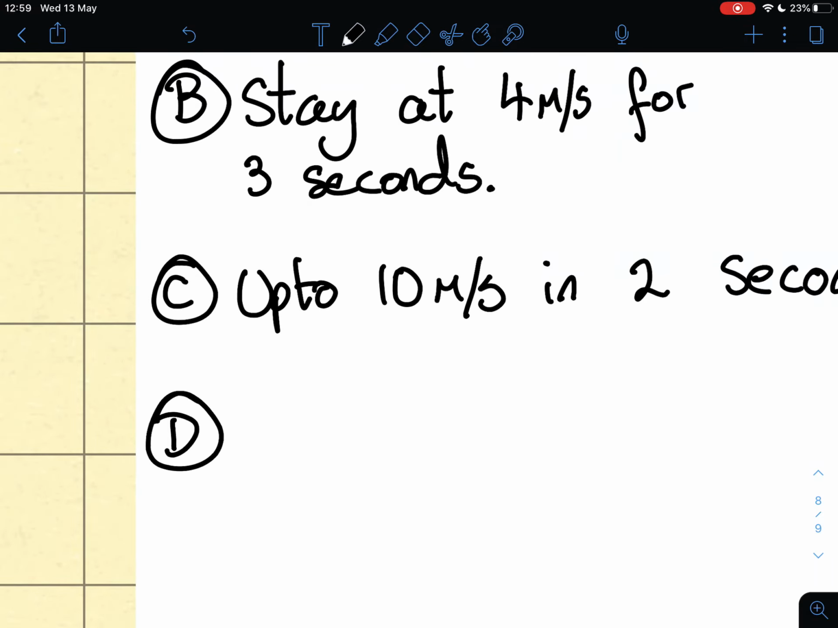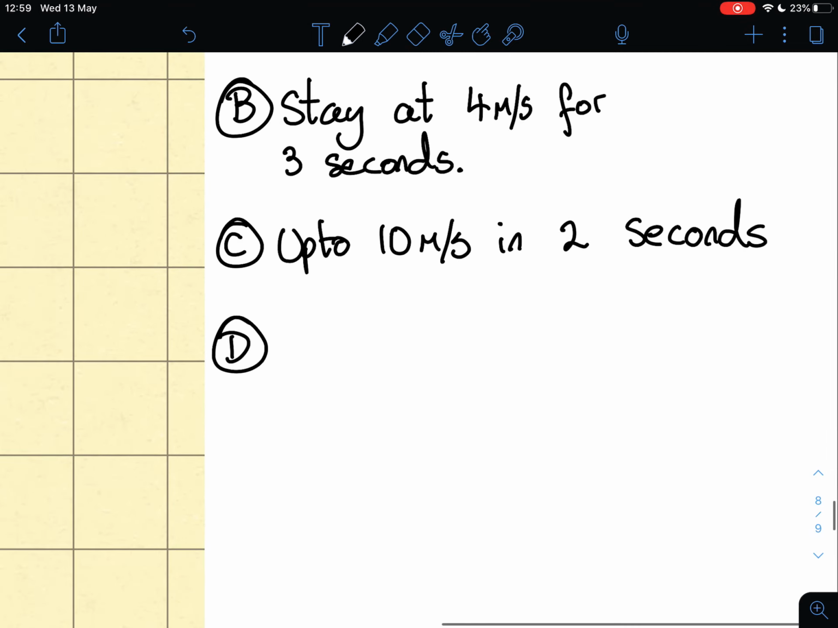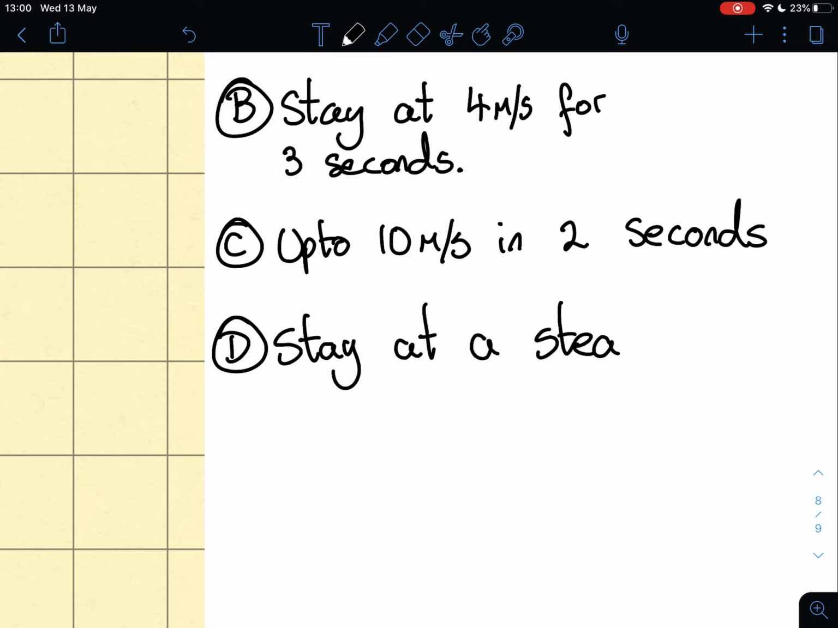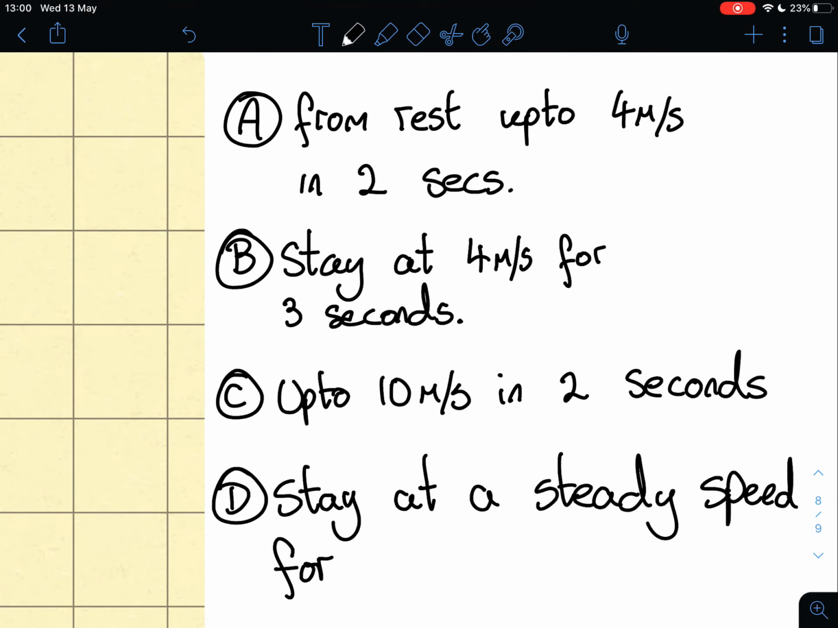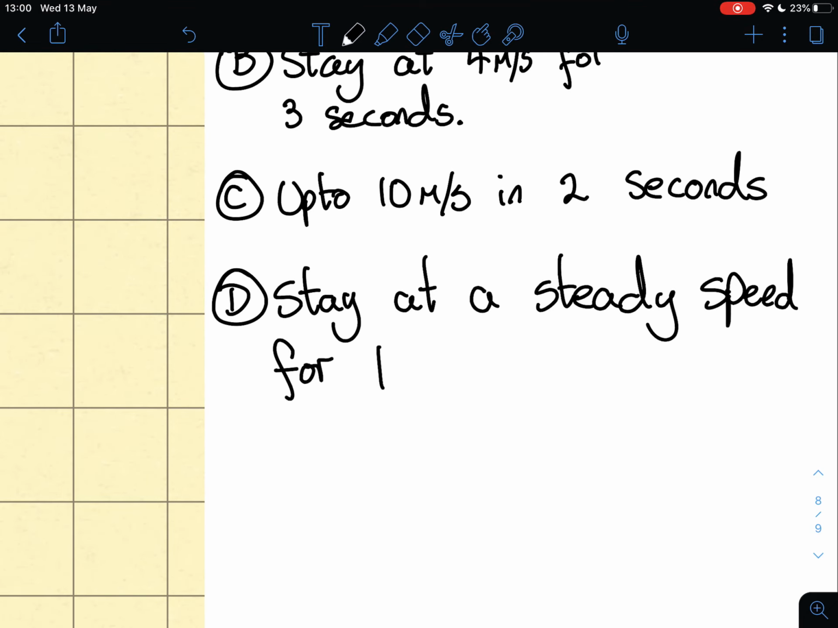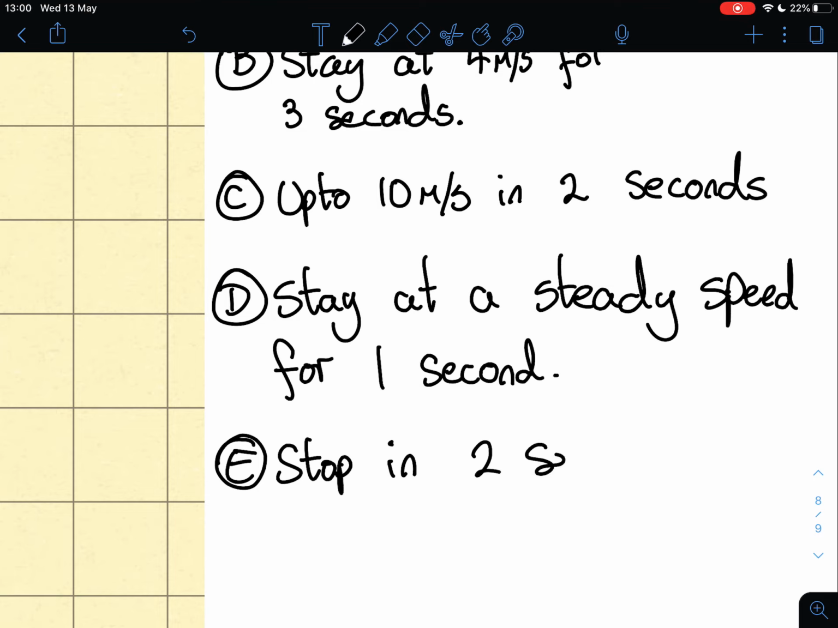D: stay at a steady speed for, let me check this, 1 second. And finally E: stop in 2 seconds.